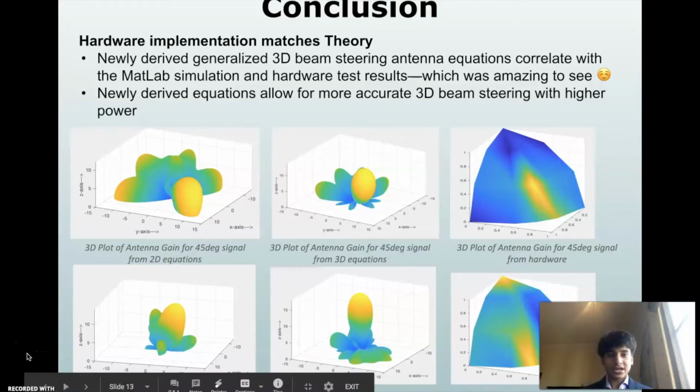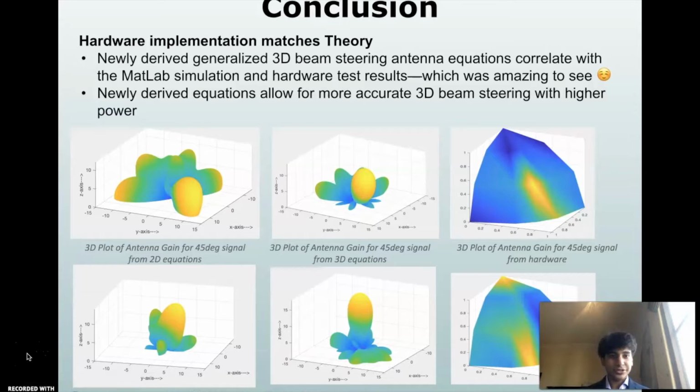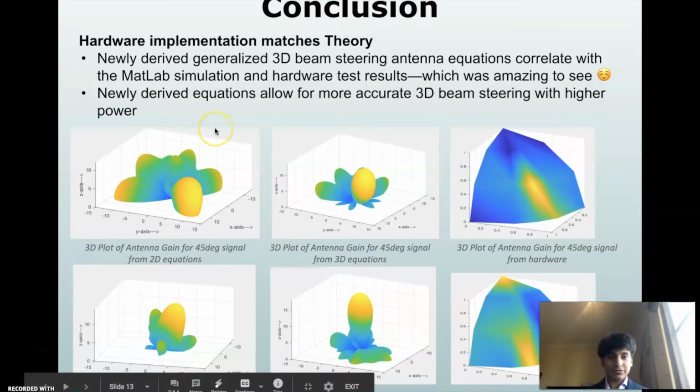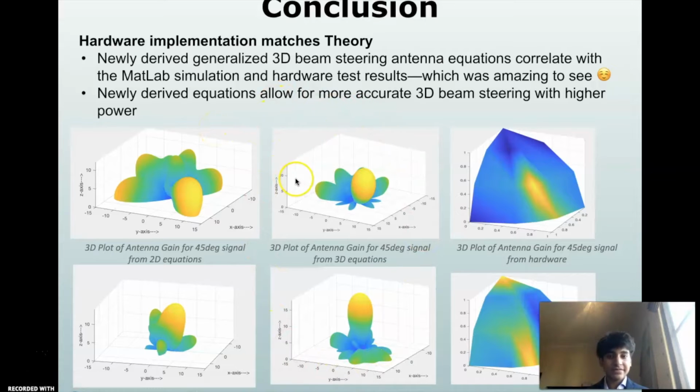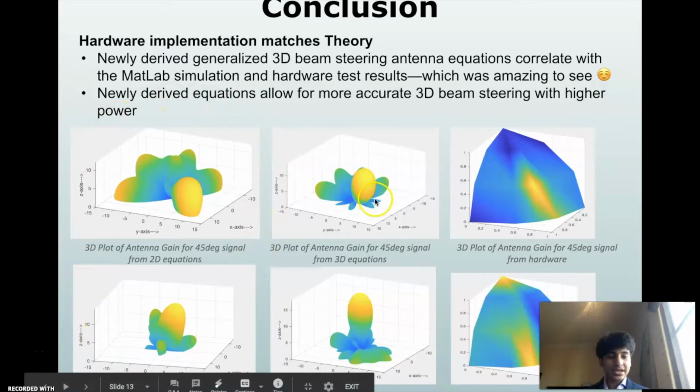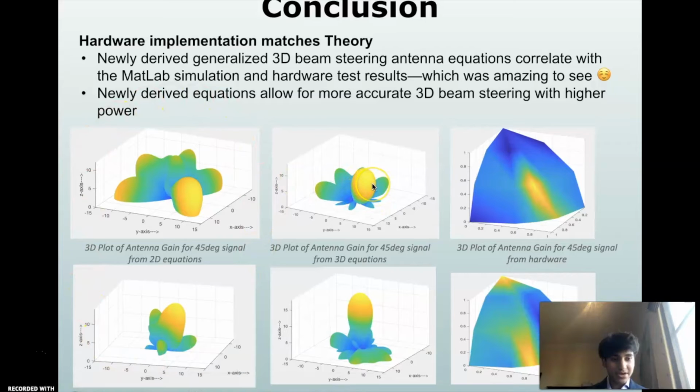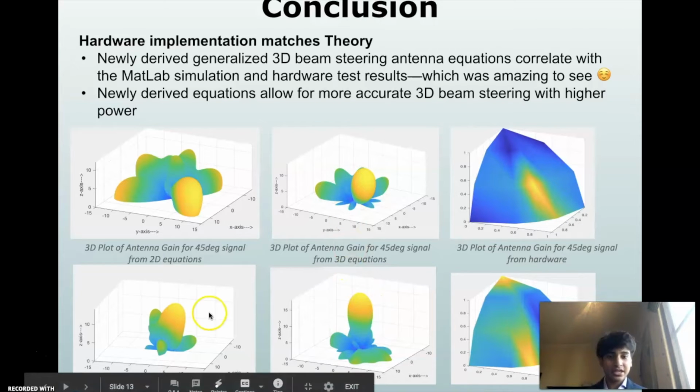So to recap what I accomplished in my project, is I initially re-derived the fundamental beam steering equations in 3D space rather than 2D space. I then wrote original MATLAB programs to compare the beams produced by my new 3D beam steering equations versus existing 2D equations. In the graphs, these yellow portions represent high power areas, whereas these dark blue portions represent little to no power. As you can see, the beams produced by my new 3D equations are more narrow and directive compared to these somewhat distorted beams from the 2D equations.